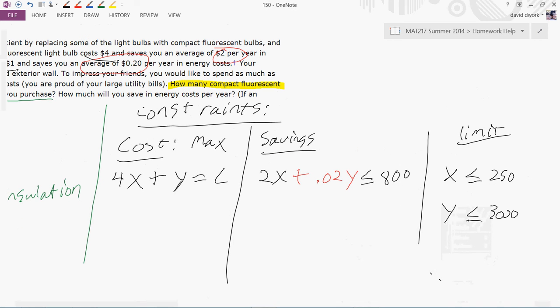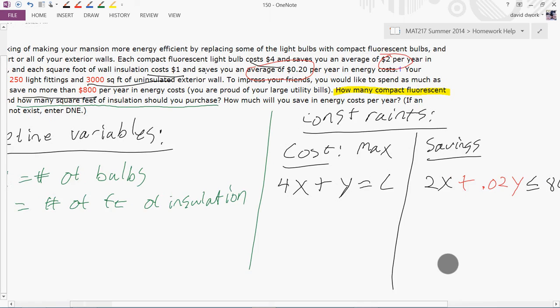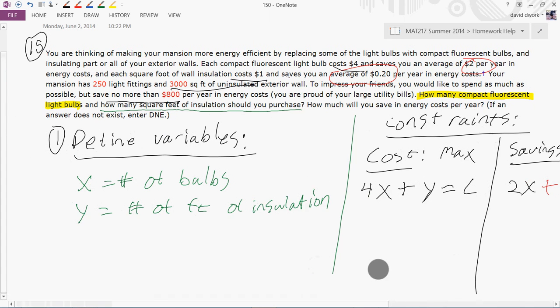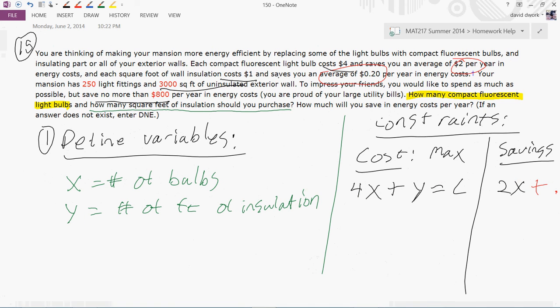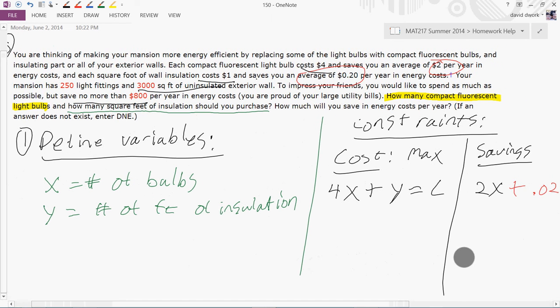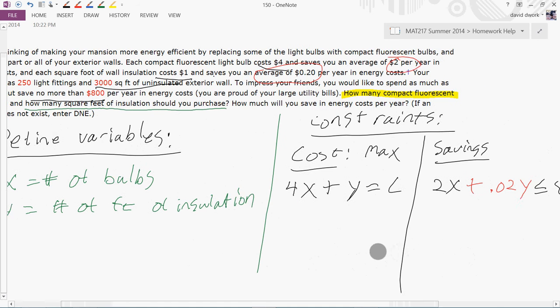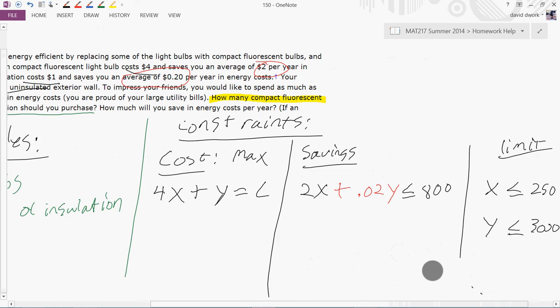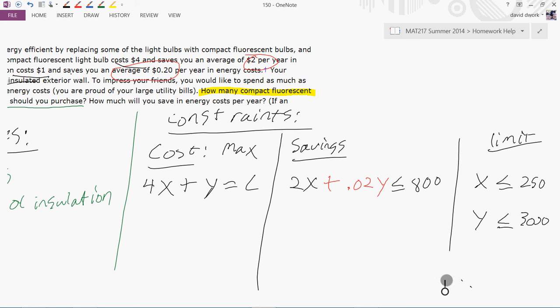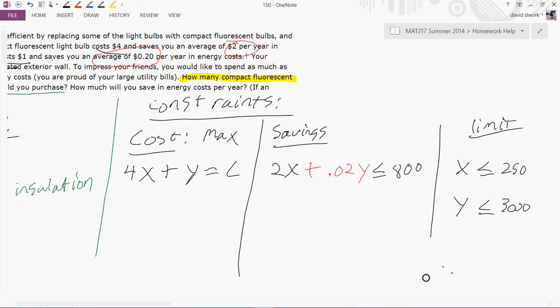I hope that helped you with the setup and the thought process. For me, step one, figure out what your variables are, the things you're trying to solve for. Step two, go through and find your big ideas that come from the word problem that relate those variables. And then step three, now we're ready to start solving. Now this problem just becomes like the other problems that you've already done.